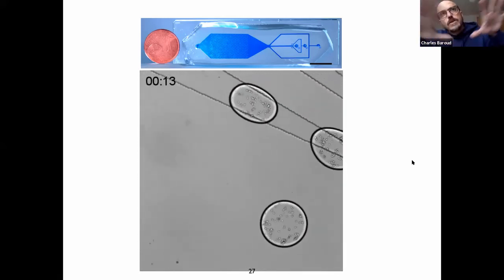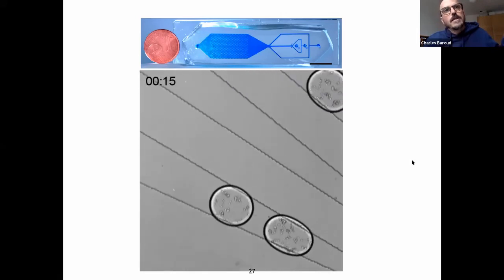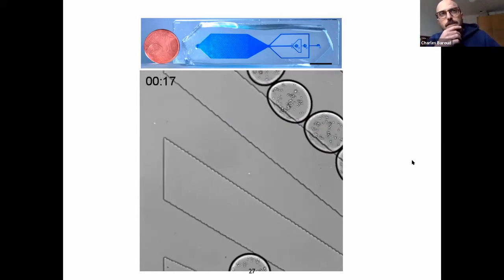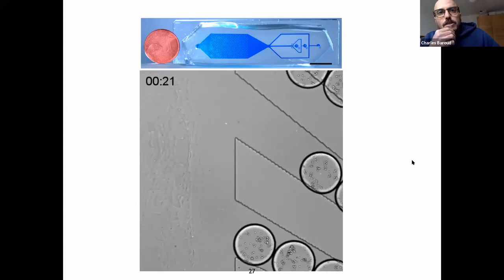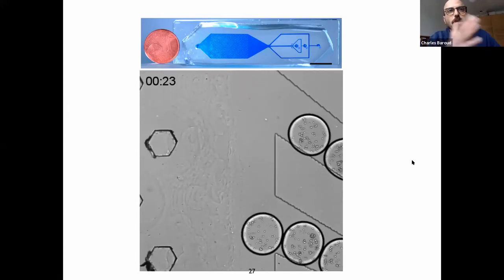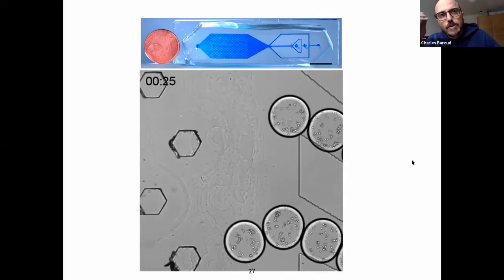And now the droplets reach the rails that distribute them laterally in the device. And as they reach the rails, they're just being pushed, and now they reach the region where they are trapped.